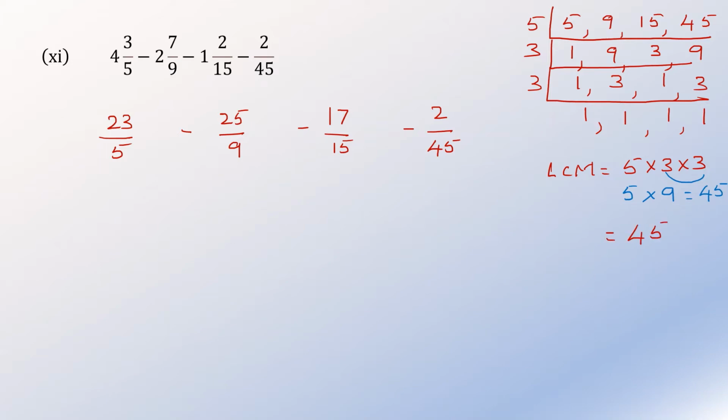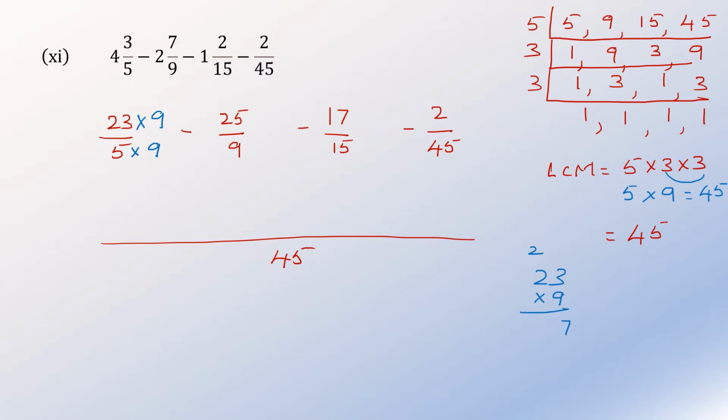So now we're going to use LCM 45 as a common denominator for all these. Okay, 5 nines are 45. So we need to multiply 23 also by 9. So 23 into 9. 9 threes are 27. You carry 2. 9 twos are 18 plus 2, 20. So that becomes 207 minus.